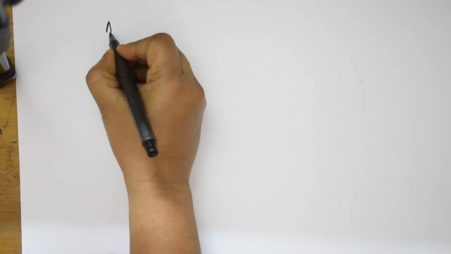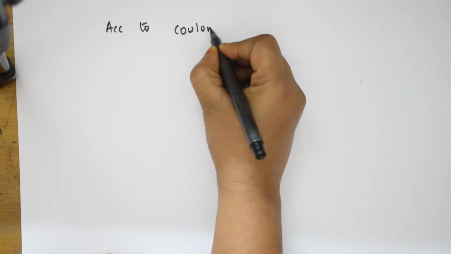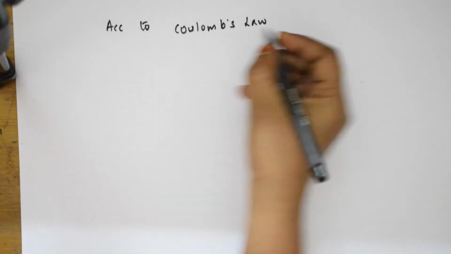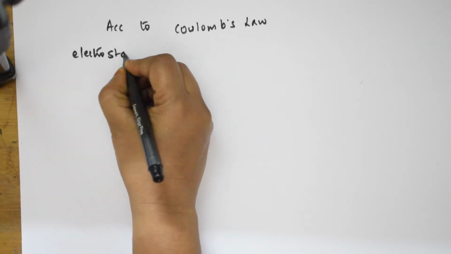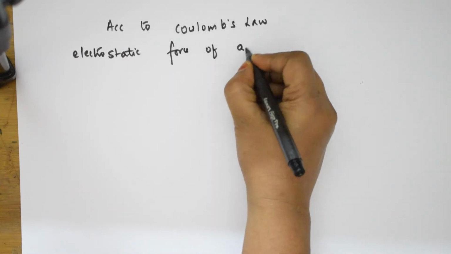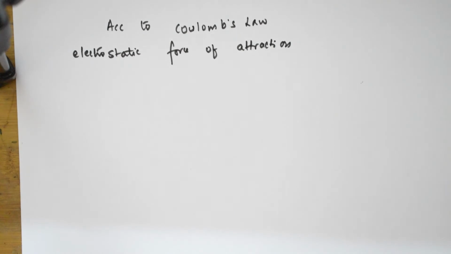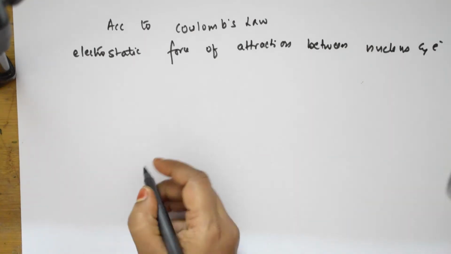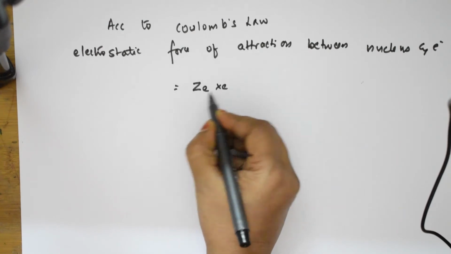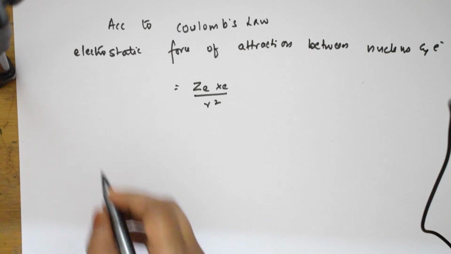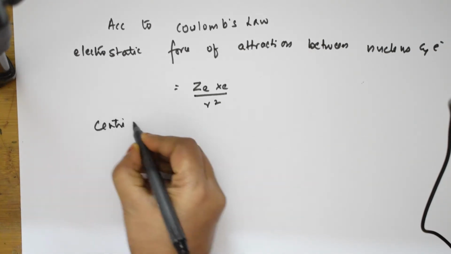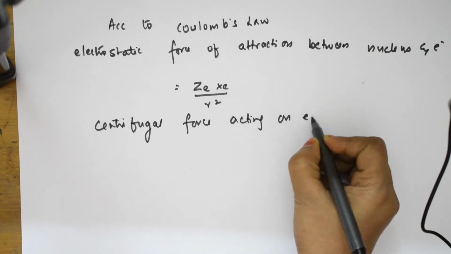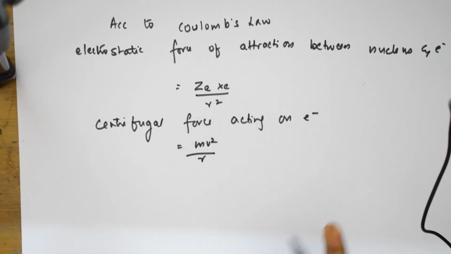So now basically according to Coulomb's law, the electrostatic force of attraction between the nucleus and electron always exists. It is given by Ze into e by r square. Now you have one more thing which is acting, that is your centrifugal force. Centrifugal force acting on electron is equal to mv square by r.